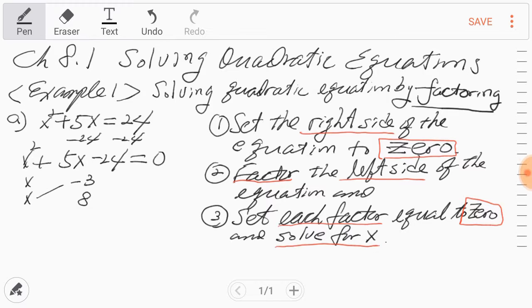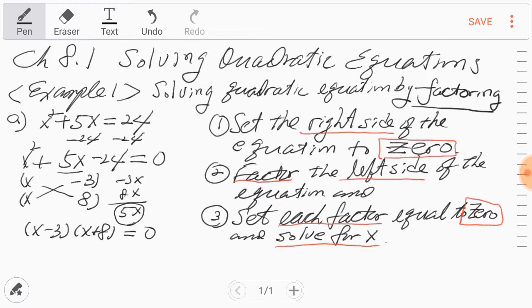Then the cross product is negative 3x. x times 8 is 8x. The sum is 5x, and this sum is the same as the term in the middle. So the factors are x minus 3 and x plus 8. So the left-hand side of the equation is factored as a product of x minus 3 times x plus 8 is equal to 0.